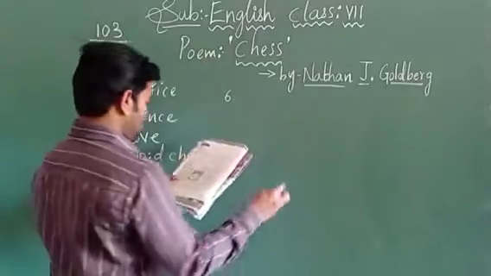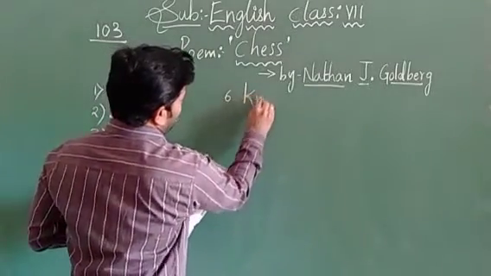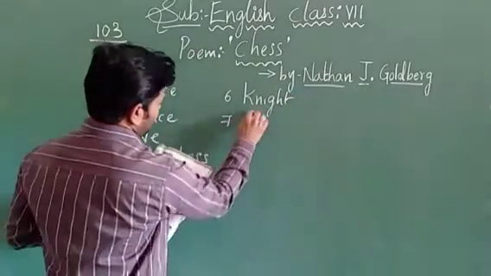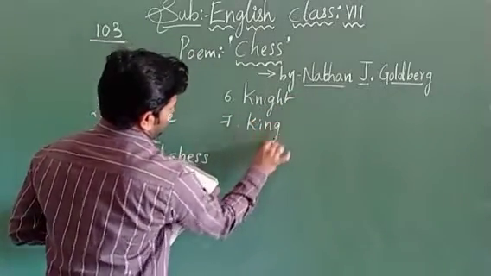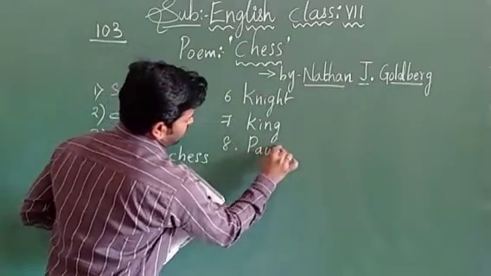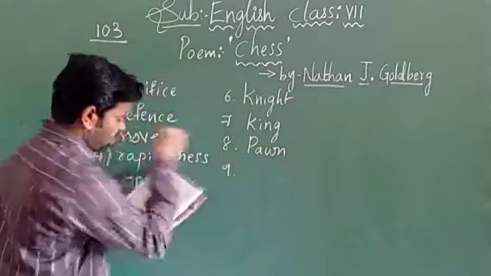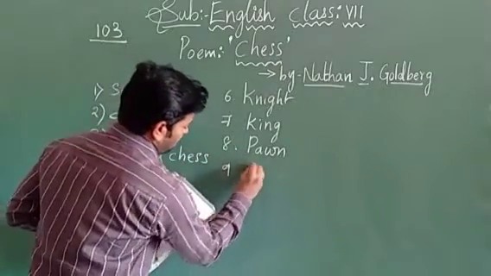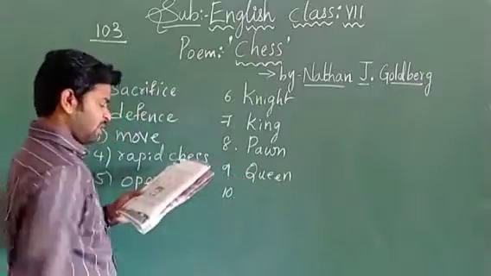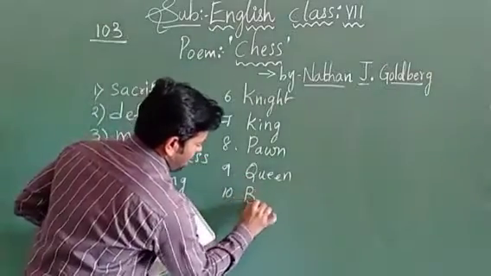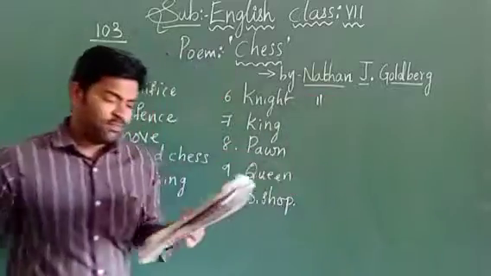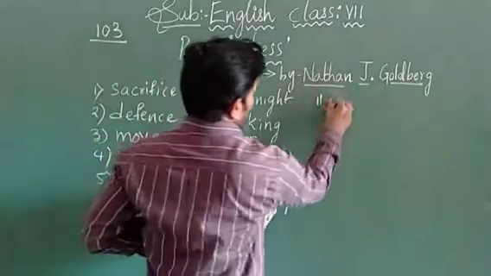Sixth one is the knight. K-N-I-G-H-T, knight. Seven, king. K-I-N-G. Eight is pawn. P-A-W-N, pawn. Ninth one is the queen. Q-U-E-E-N, queen. 10th, bishop. B-I-S-H-O-P, bishop. 11th is the chessman.